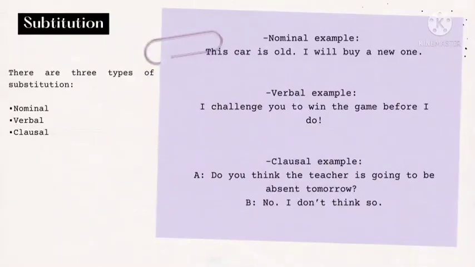There are 3 types of substitution: nominal, verbal, and clausal. Nominal example: this car is old. I will buy a new one. Verbal example: I challenge you to win the game before I do. And clausal example: do you think the teacher is going to be absent tomorrow? No, I don't think so.